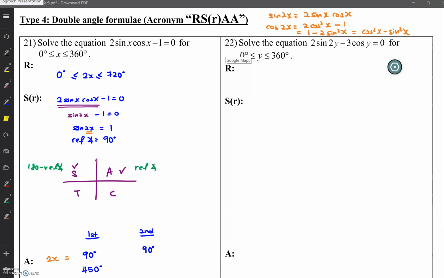Okay, now we are at question 22. I hope you have already tried it. Okay, so question number 2 itself, same thing. You will have a question: 2 sine 2y minus 3 cos y.